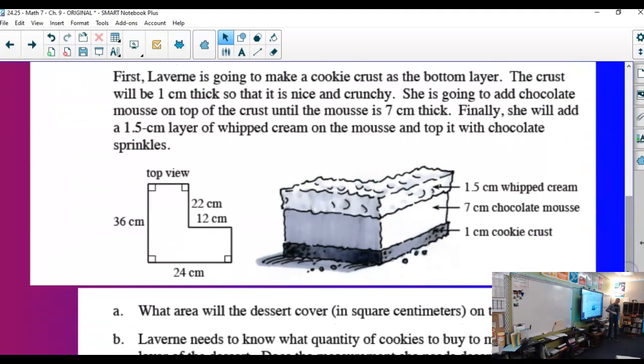So Laverne's cake is going to look like this. What? Forgot to clip the binder. Well, the binder clips are a lie too sometimes. So Laverne's cake is going to look like this. We are going to have a cookie crust.